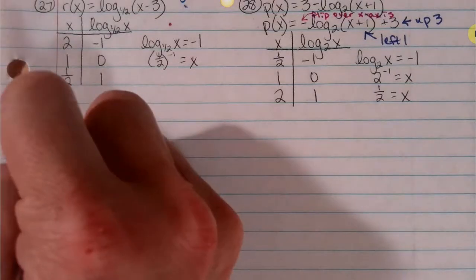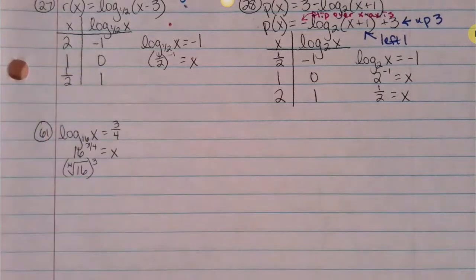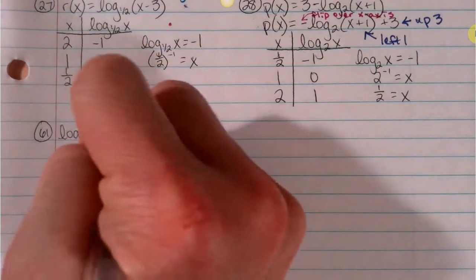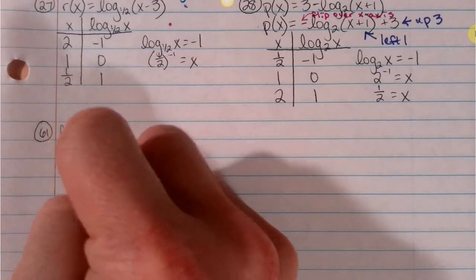So that would be equivalent to the fourth root of 16 to the third, which the fourth root of 16, what number times itself 4 times gives you 16? That would be 2. And then 2 to the third is equal to 8.